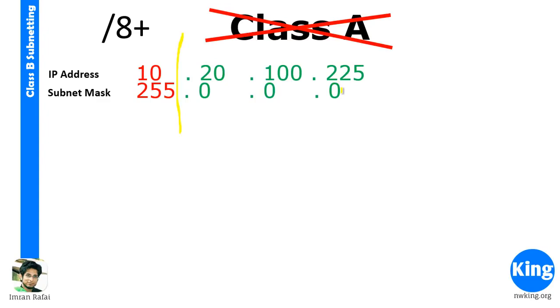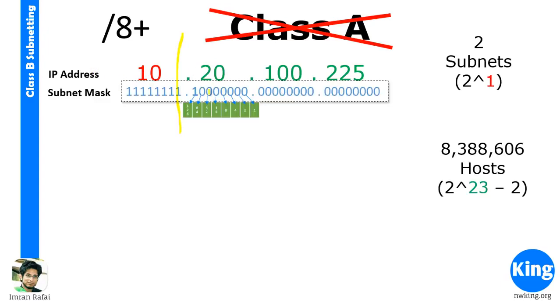Now let's break this into two networks. We know the drill. Borrow 1 bit. Where is the borrowed bit? The borrowed bit is still in the second octet. Consider another case where you had borrowed, let's say, 8 or 9 bits. If you borrow 9 bits, what happens? It goes here. Then you would be working on the third octet, right? We will work on an example a little later in this video, but for now we are working on the second octet. The place value of the second octet is 128.